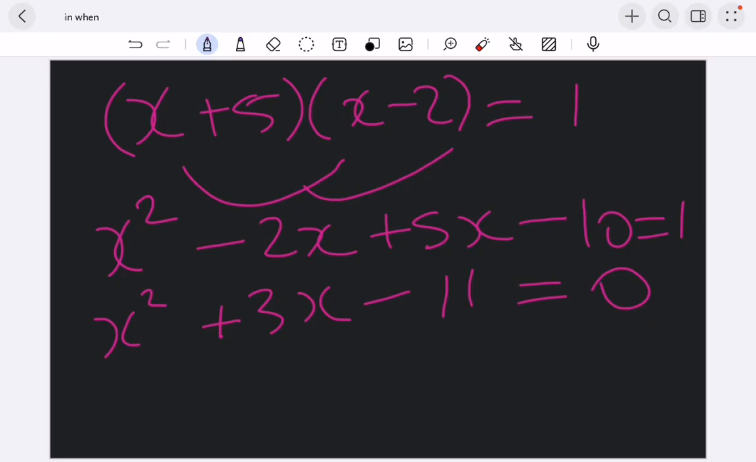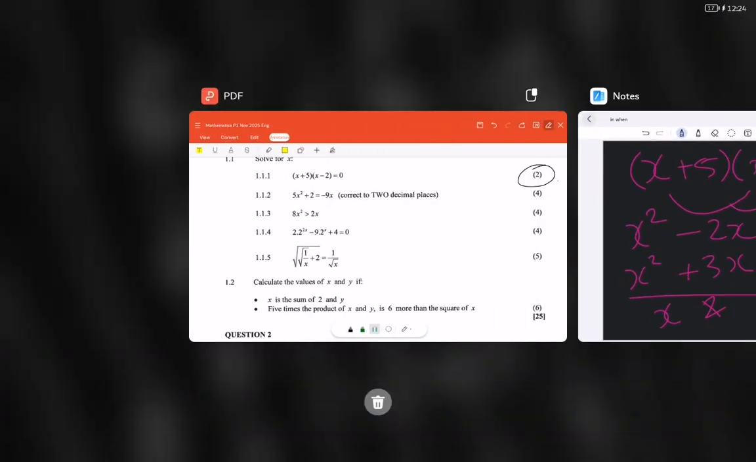And then you see if this is not factorizable, then you're going to use your quadratic formula and find the values of x. So yeah, this is the simplest you can ever get. And then let's get on to the next question.